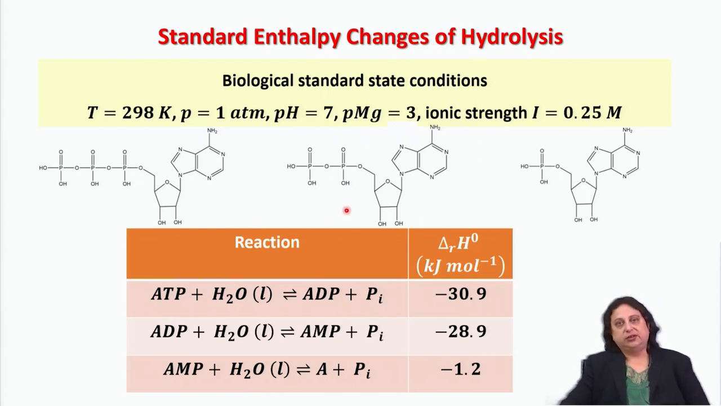Now, if ADP undergoes hydrolysis, then there will be energy released upon expulsion of this terminal phosphoryl group, and that amount is about minus 29 kilojoules per mole. And if I go ahead and try the expulsion of the final phosphoryl group, AMP, that is adenosine monophosphate, undergoing hydrolysis, it gives you adenosine plus inorganic phosphate, and here only a very small amount of heat is released. So, now I see three reactions starting from the molecule ATP, and this tells me that the hydrolysis results in release of energy because of the scission of the terminal phosphate groups.